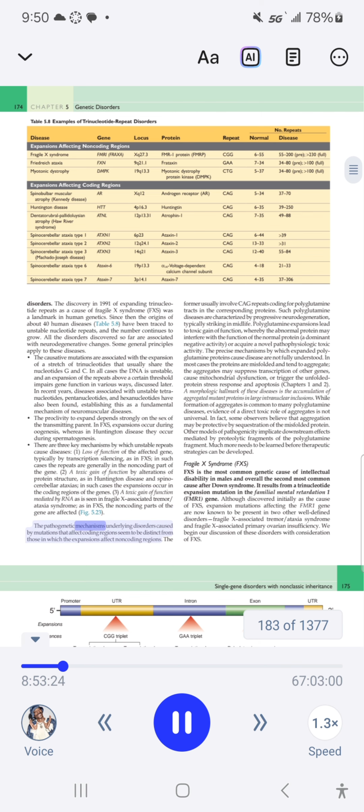The pathogenetic mechanisms underlying disorders caused by mutations that affect coding regions seem to be distinct from those in which the expansions affect non-coding regions. The former usually involve CAG repeats coding for polyglutamine tracts in the corresponding proteins. Such polyglutamine diseases are characterized by progressive neurodegeneration, typically striking in midlife. Polyglutamine expansions lead to toxic gain of function, whereby the abnormal protein may interfere with the function of the normal protein, a dominant negative activity, or acquire a novel pathophysiologic toxic activity. The precise mechanisms by which expanded polyglutamine proteins cause disease are not fully understood.